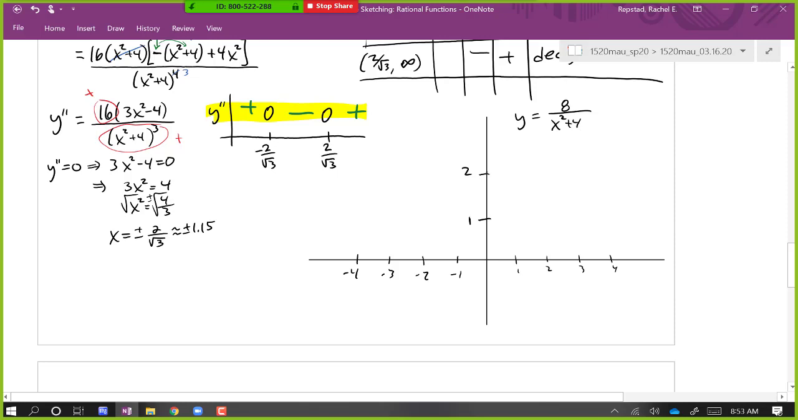We have this point at 0, 2 that we know is a maximum. And then we have these other points at, what was it, 1.15 we said, and then 3 halves. So that's maybe like there and there. In between these two inflection points, we've got increasing to decreasing in a concave down manner. But it heads into these inflection points, and then it changes to concave up, like so.